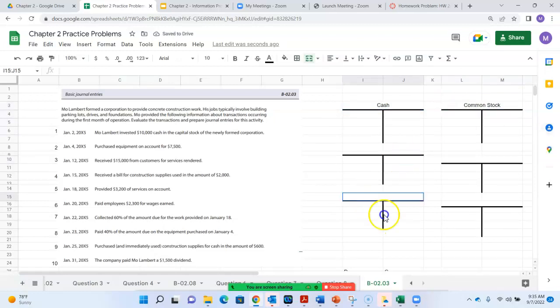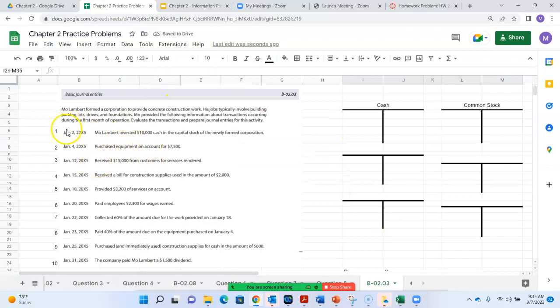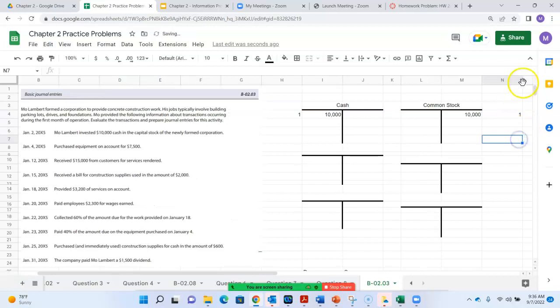And we might need some more T accounts, so I'm going to copy some over. Okay. So Mo invested $10,000 cash in the capital stock of the newly formed corporation. So cash went up for $10,000 for the company. That's an asset, right? To increase an asset, you debit the account. This relates to transaction number 1. The offsetting transaction, right, is common stock for $10,000. Common stock falls under owner's equity. Therefore, to increase common stock, we have to credit the account. This relates to transaction number 1.